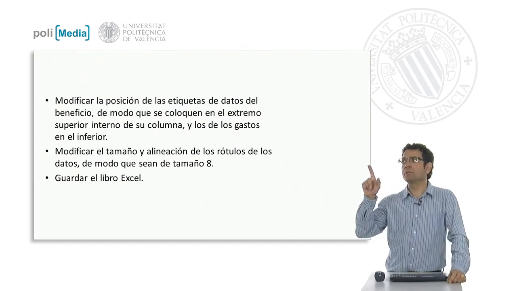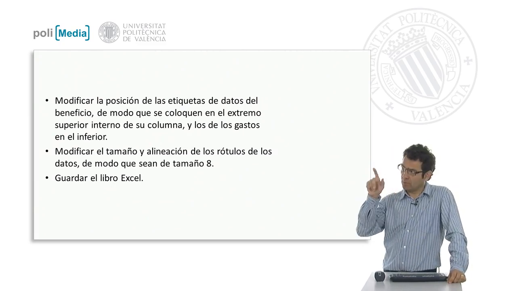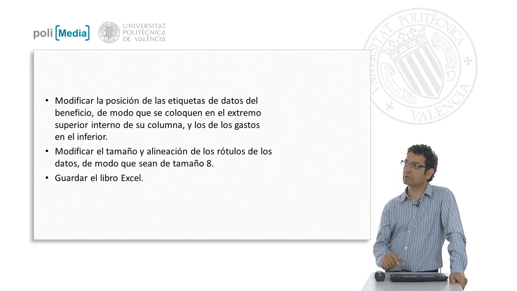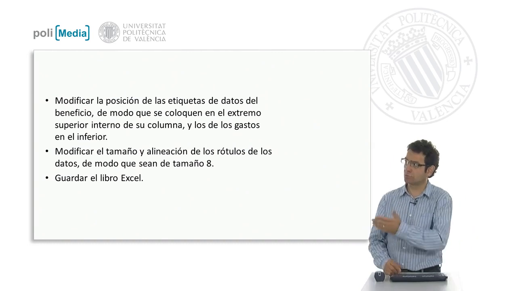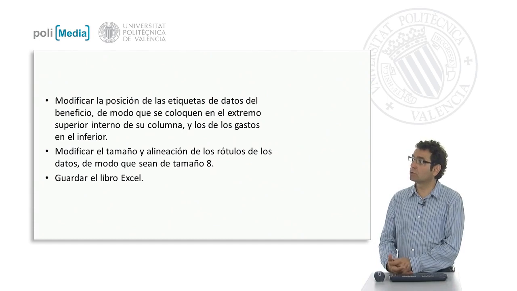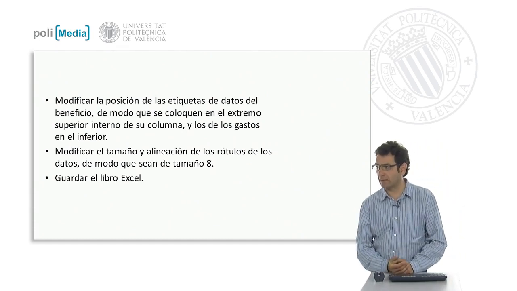Now it tells us to modify the position of the data labels for profit, positioning them at the inside top of the column and expenses at the bottom. And then to modify the size and alignment of these data labels, making them size 8 font. And finally, save the Excel workbook. Okay.